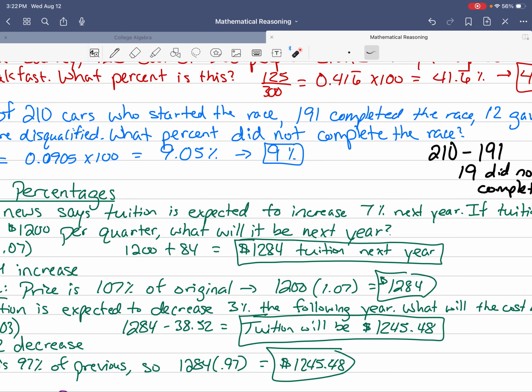All right. Next example here in the purple. Because of losses by your employer, you agree to a temporary 10% pay cut. Your boss promises a 10% raise after 6 months. The question is, will you be back to your original salary?